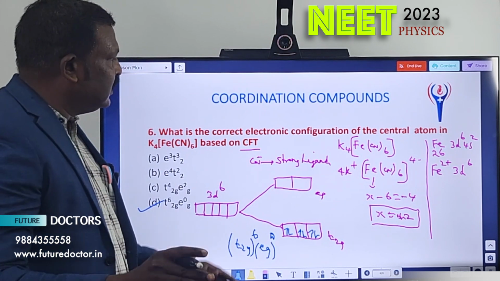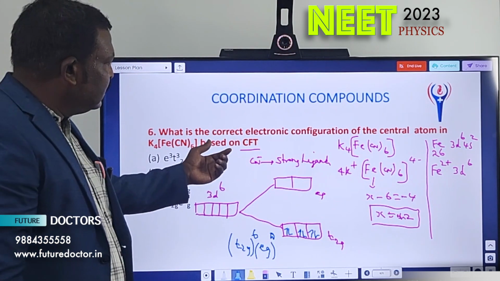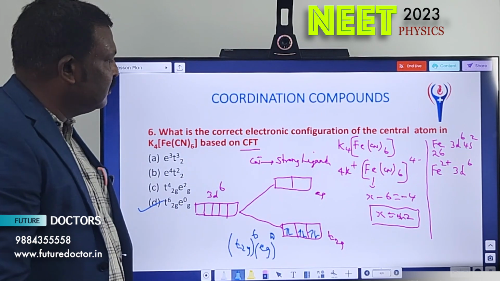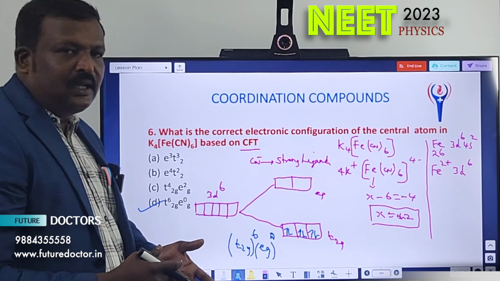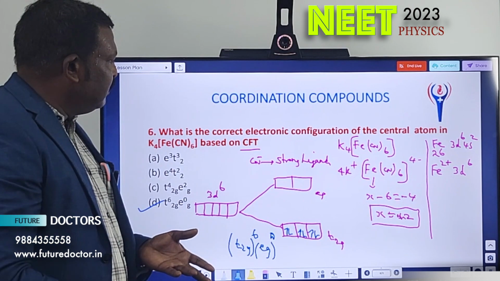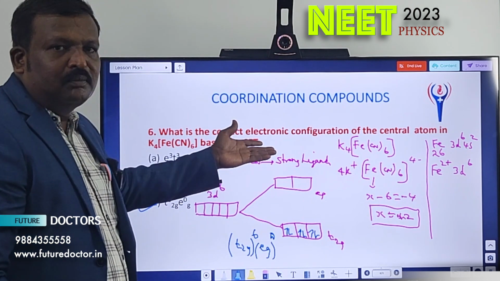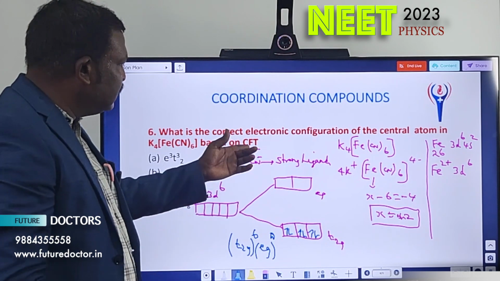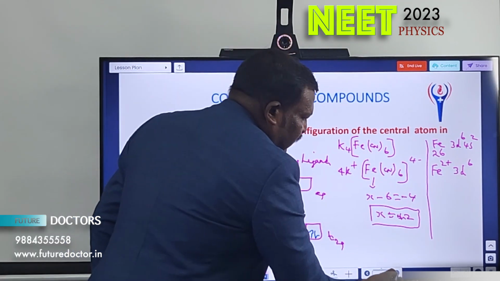Still they are not asking any questions in CFT. I think they'll ask this year, so we concentrate on this theory. It's very important. Mostly they're asking valence bond theory, and some questions based on Werner's theory, IUPAC name, isomerism. Sometimes they'll ask questions from this theory also. Okay, next one, the last one.